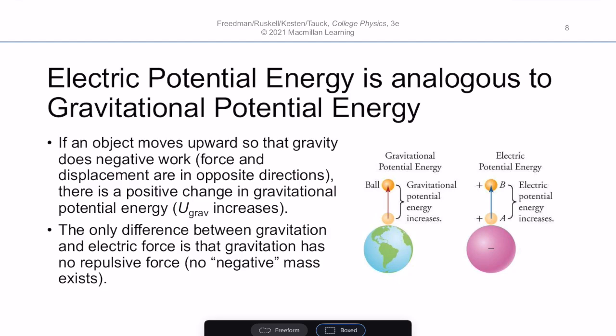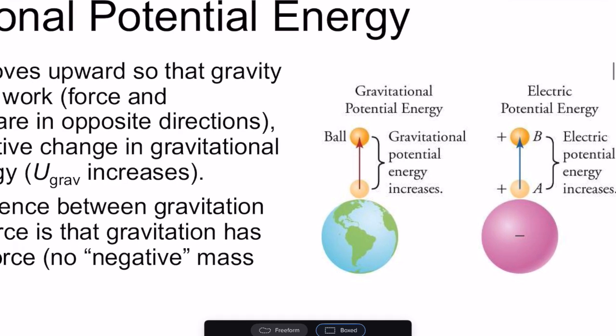Let's recall, if we have a ball and we're standing on the surface of the earth and we're lifting this ball up, its height is increasing. Well, what's happening? Its gravitational potential energy is increasing. So let's dig into that. Why is gravitational potential energy increasing? Well, let's look at the forces. What is the force that this ball is experiencing?